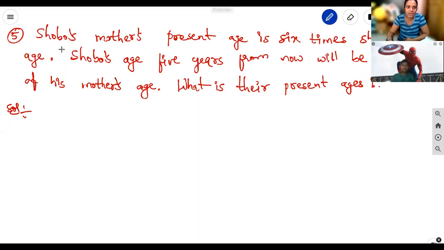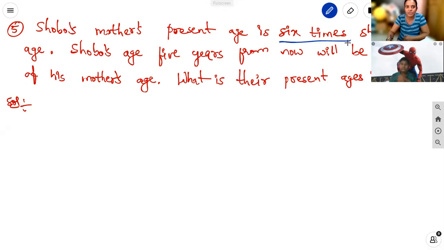Fifth problem. Shobo's mother's present age is 6 times Shobo's present age. Shobo's age 5 years from now will be 1/3 of his mother's age. What are their present ages? Shobo's mother is compared with Shobo's age. It is Shobo, and Shobo's mother is here.